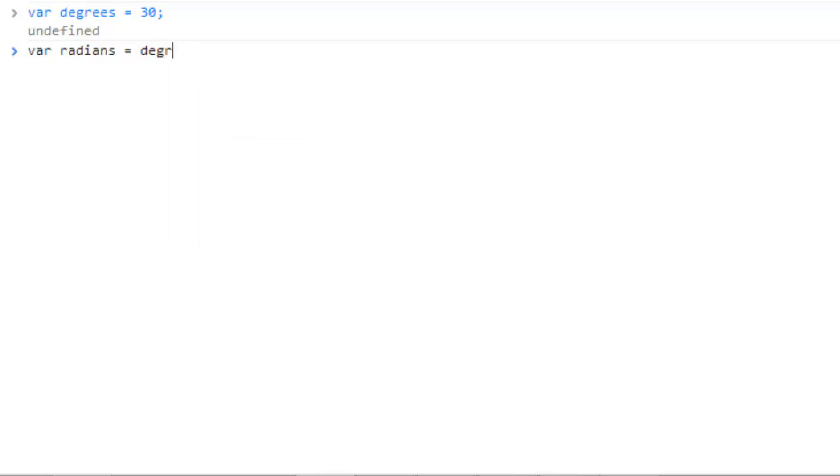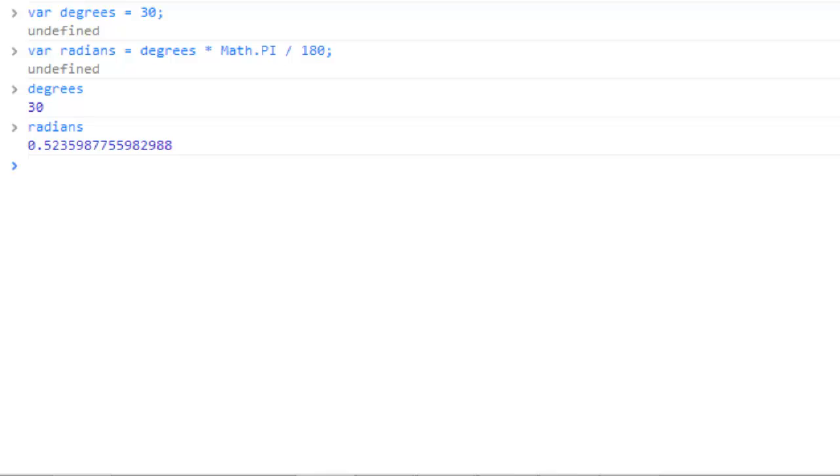Now we can make a radians variable and do the conversion. Say radians equals degrees times Math.PI divided by 180. And we can test this and enter degrees and see that that is 30. And we can enter radians and see what that is. And now we can just say Math.sin(radians). And sure enough, that is 0.5.